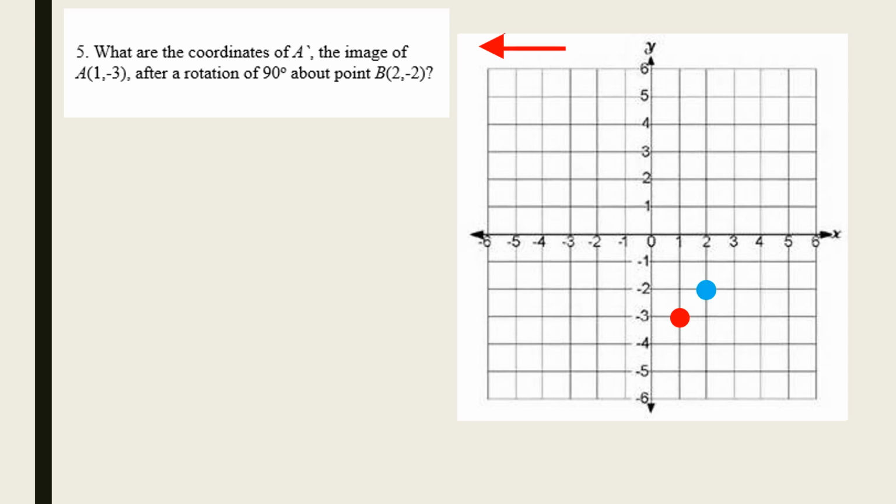Now my suggestion is always to label your point A. In my case, it's the red one, so I can clearly know which one I'm talking about. And then circle your center. In my case, it's the blue one, so I know which one it is. You want to make sure you remember where the center is.